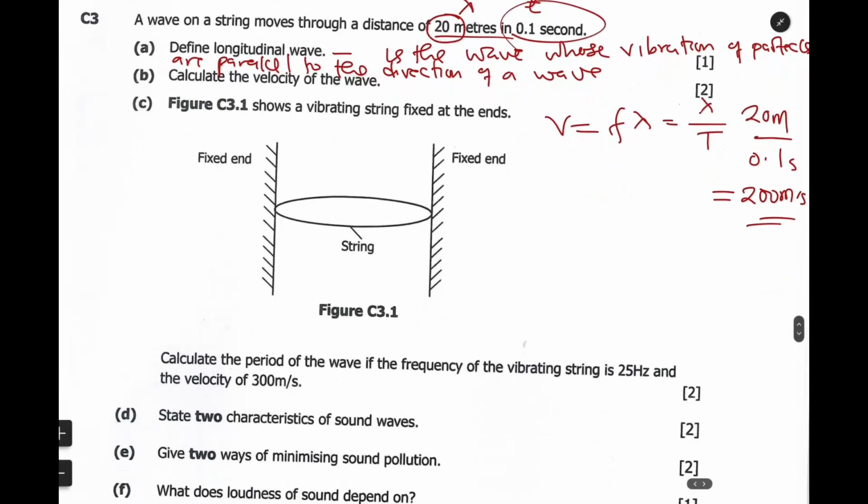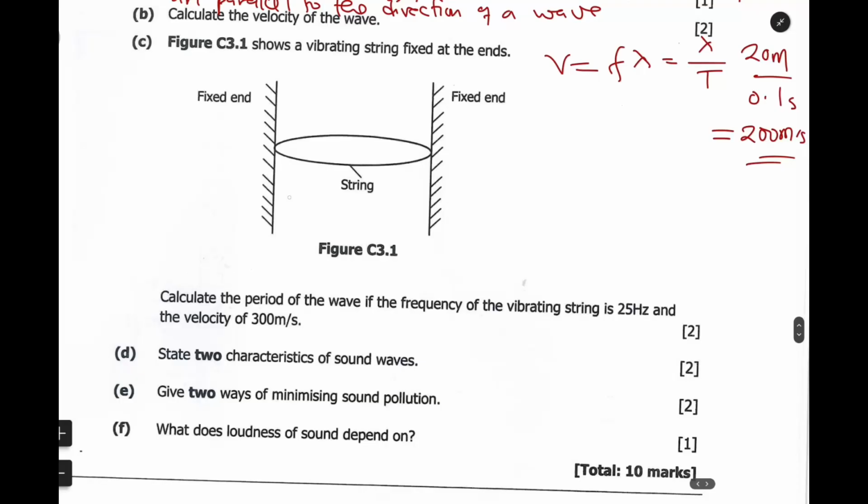That is question C3, C. Figure C3.1 shows a vibrating string fixed at the end. So it's a string vibrating. Calculate the period of the wave if the frequency of vibration is 25 Hz and the velocity is given. Calculate the what? The period. So speed is equal to frequency times wavelength, or wavelength over period. What are we given here? We are given frequency and we are given the speed, which is v. Then they want us to find the period.